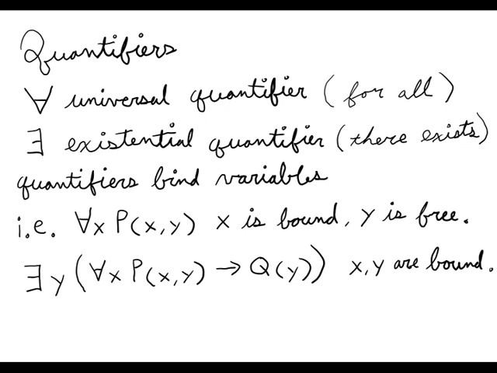When we use quantifiers in a formula, we first write the quantifier, then a variable, then some formula that involves that variable. A variable appearing to the right of a quantifier is said to be bound in the formula, and any other variables not appearing next to a quantifier are said to be free. In this first example, x is a bound variable and y is a free variable. In this second example, both x and y are bound variables.